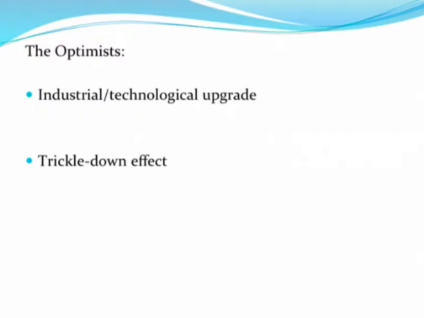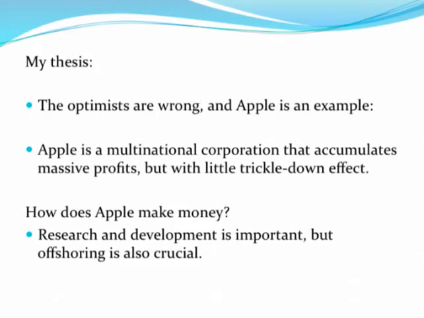Well, there are optimists who think that we're going to see both, because they think that the decline of manufacturing is not a bad thing. It means a technological upgrade. So jobs in the high-tech sector pay workers a lot more than, say, in the textile or furniture sector. And then there's also what they refer to as a trickle-down effect. When corporations make huge profits, they will invest, they hire more workers, and everybody benefits. But I think this perspective is wrong, and I'm going to use the case of Apple to show how you can have a multinational corporation making huge profits, but at the same time with little trickle-down effect.